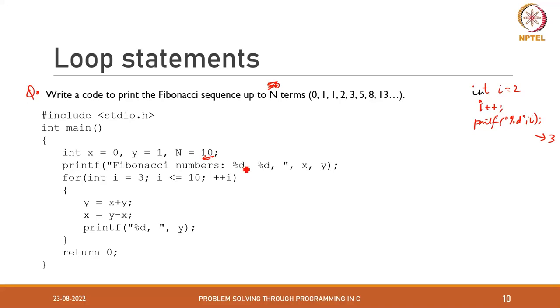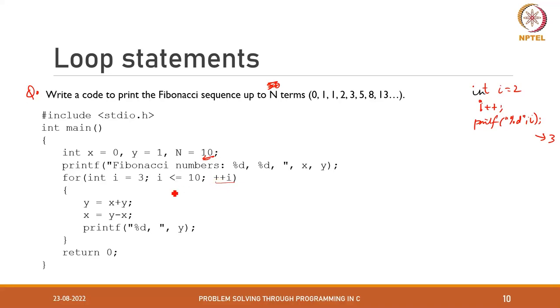Because I have initialized the first two numbers 0 and 1, I am starting this counter from 3, because I have already two numbers which have already been printed out, 0 and 1 here. So I am starting the iterator from 3, and I'll move it till 10. I need 10 Fibonacci numbers, so I'll move it till 10, and I'm incrementing the value of i by 1 at the end of every iteration.